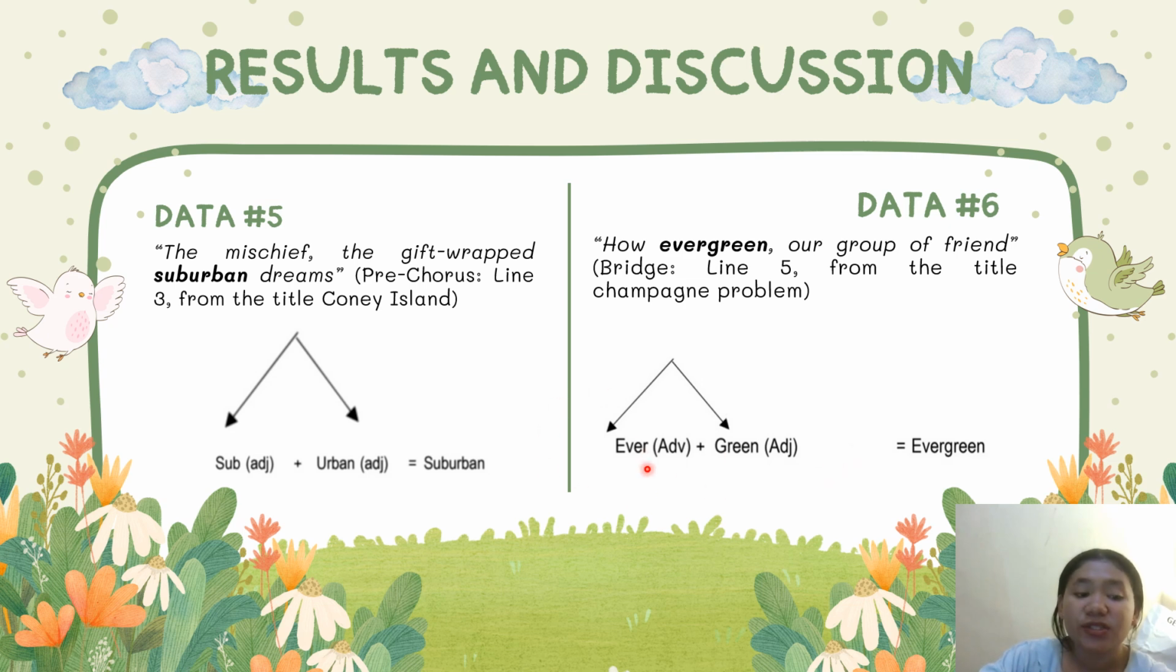Ever, which belongs to the lexical category of adverb, is a free morpheme, and the same goes for green, whose lexical category is adjective and is also a free morpheme. Both of them blend and become a new word that generates evergreen, which is also included in the lexical category of adjective. The meaning of evergreen is always seeming fresh and remaining popular.